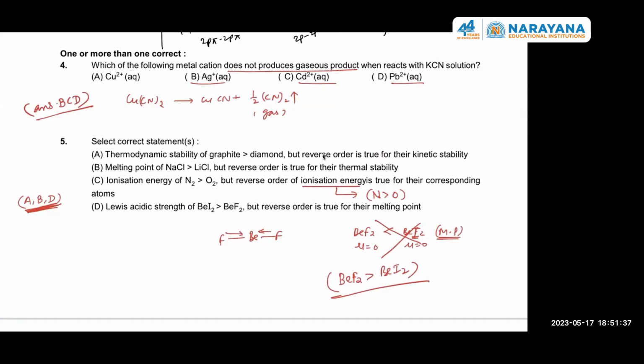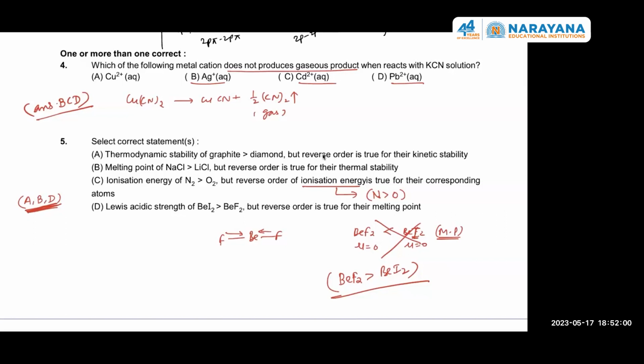LiCl and NaCl, which has more thermal stability? It is LiCl, I think. NaCl has more delta HF. See, after formation of the lattice, we have to break them. First of all, they are solid. We will melt them. In that situation, NaCl will have a higher melting point.